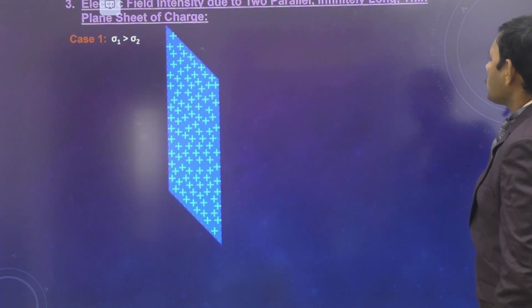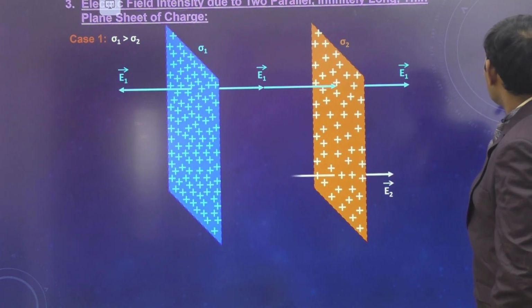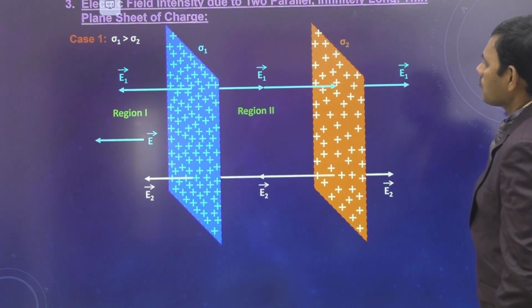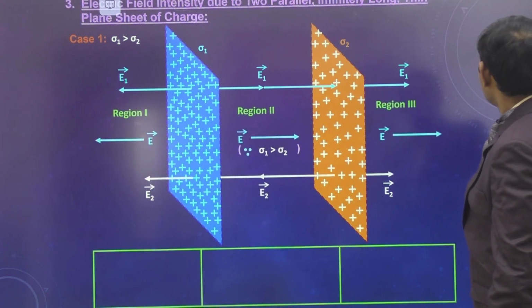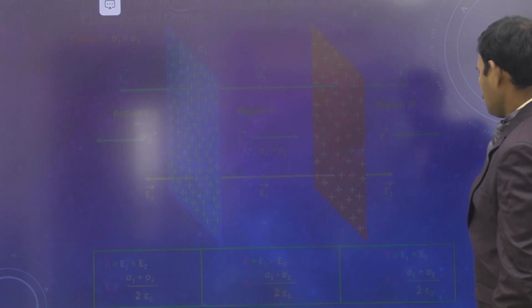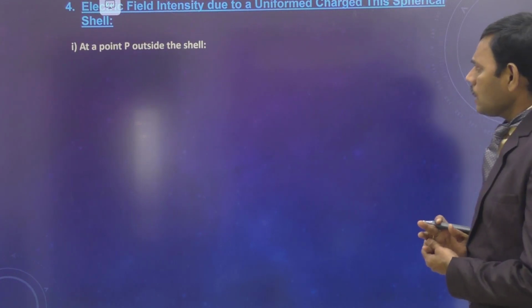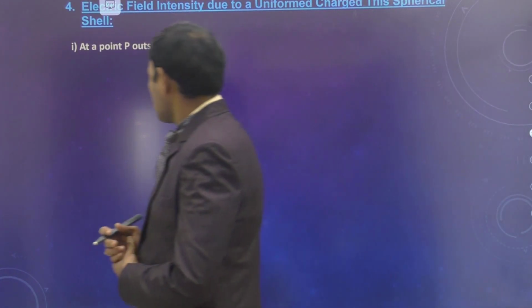Here, for the same scenario, if the charges are opposite, then what is the situation? So we get it now, we calculated it. So it comes to the next case.